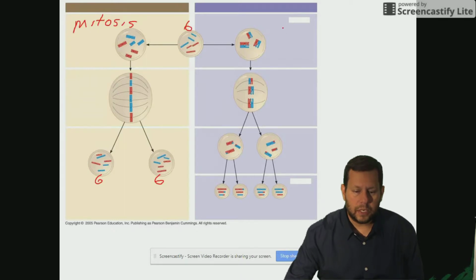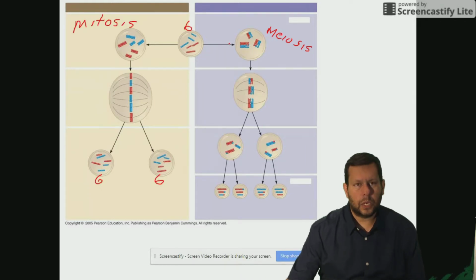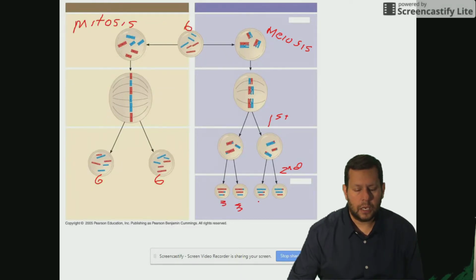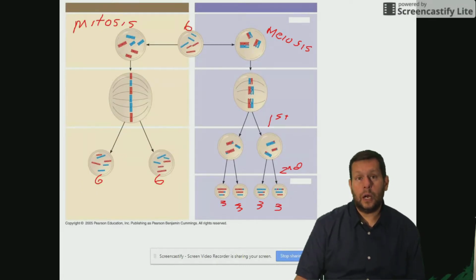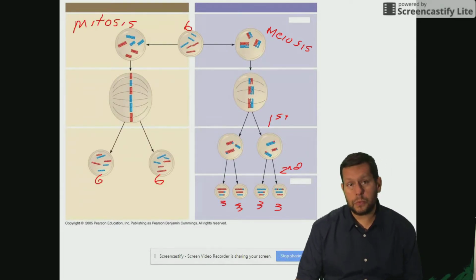That's mitosis. But on the other side here, this is what we're going to be talking about today. This is meiosis. And we start off with the 6, but what we're going to do is replicate that DNA. We're going to split it 1 time. So this is our first division. Here's our second division. So we're going to get 4 cells. And if you count the chromosomes in each one, we're going to get 3 in each cell. We've reduced the chromosome number by half. Those are going to be sex cells. If those were sperm cells with 3 chromosomes in each, they're going to unite with an egg cell with 3 chromosomes in each. It's going to restore that chromosome number back to 6.